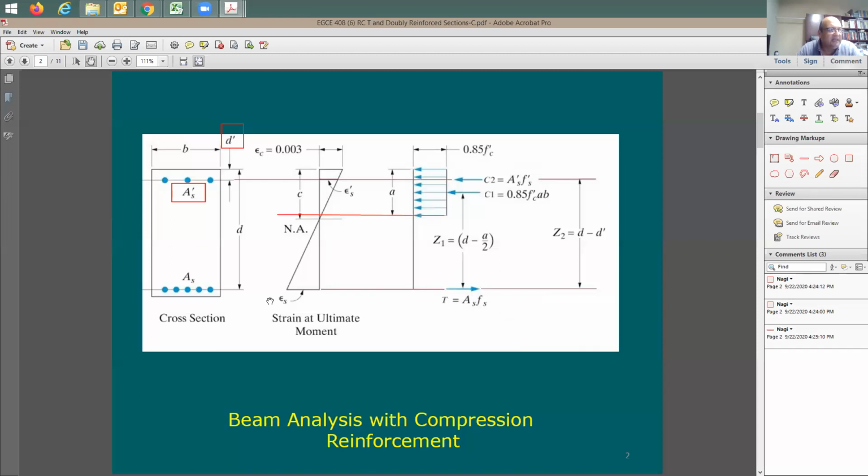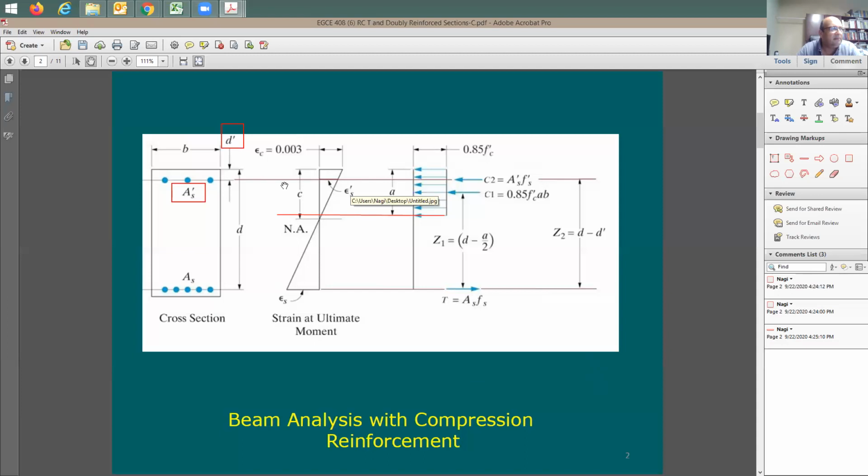The strain in the steel is going to be called epsilon S. And usually we like this to be at the yield point. So usually we start by assuming that the steel is already yielding. So this epsilon S is going to be equal to epsilon Y, and therefore the stress in the steel is going to be equal to F sub Y.